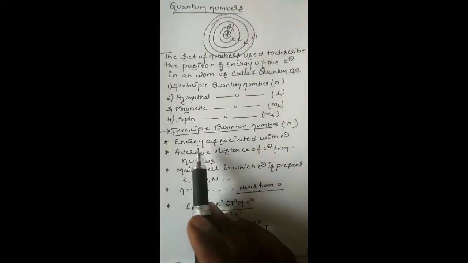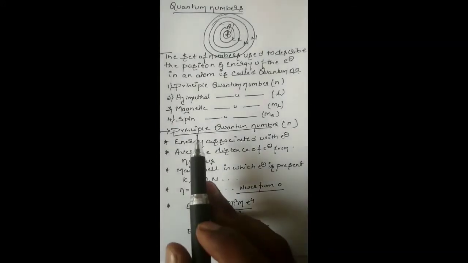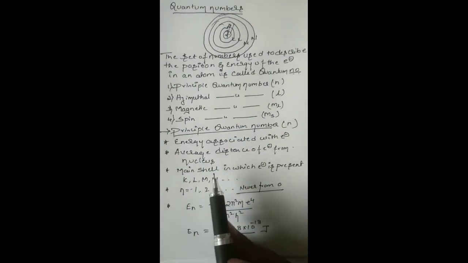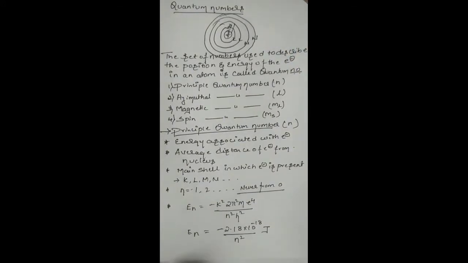In the principal quantum number, we study the energy associated with the electrons, the average distance of electrons from the nucleus, and the main shells K, L, M, N in which electrons are present. And n starts from 1, never from 0. The energy of the nth orbital is En equal to minus k square 2 pi square m e to the power of 4 by n square h square. Okay, next we are going to study the azimuthal quantum number.